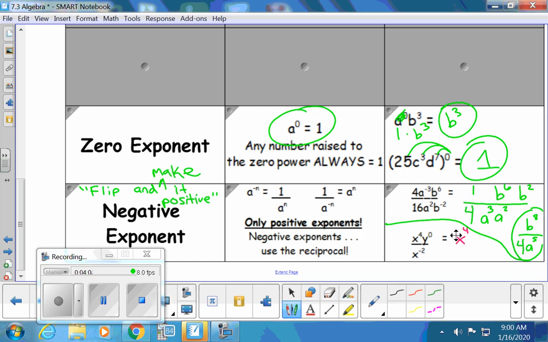He's already positive. The y to the 0 equals 1, so it's almost like he's gone. But this x to the negative 2 has to flip to the numerator so that it can become a positive. And then we have our answer, x to the 6th. So we can add the 2 and the 4.